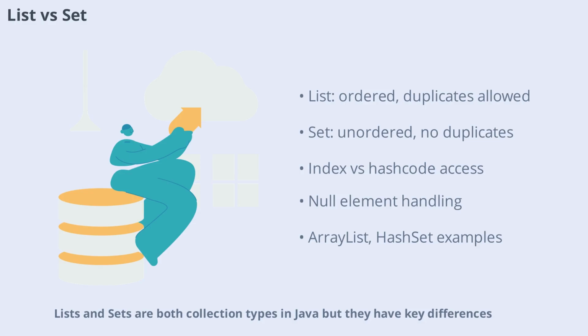Lists and sets are both collection types in Java, but they have key differences. Lists are ordered and allow duplicate elements, accessed by index.